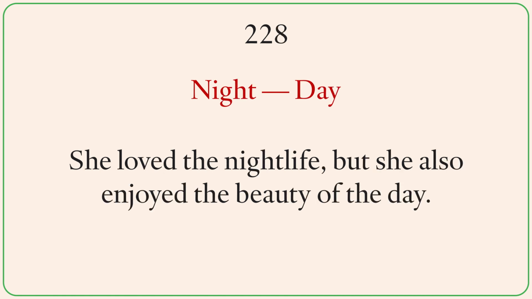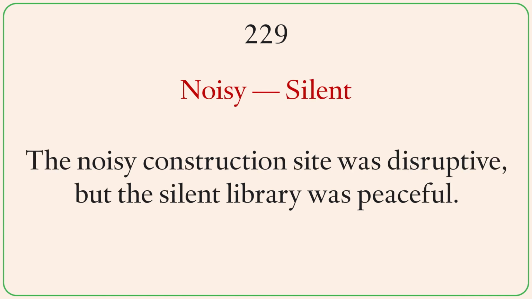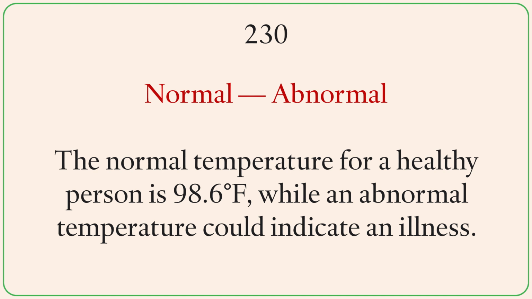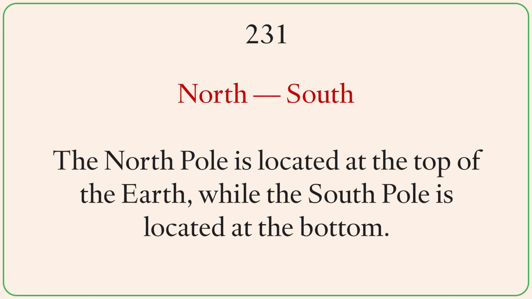Night. Day. She loved the nightlife, but she also enjoyed the beauty of the day. Noisy. Silent. The noisy construction site was disruptive, but the silent library was peaceful. Normal. Abnormal. The normal temperature for a healthy person is 98.6 degrees Fahrenheit, while an abnormal temperature could indicate an illness. North. South. The North Pole is located at the top of the Earth, while the South Pole is located at the bottom.